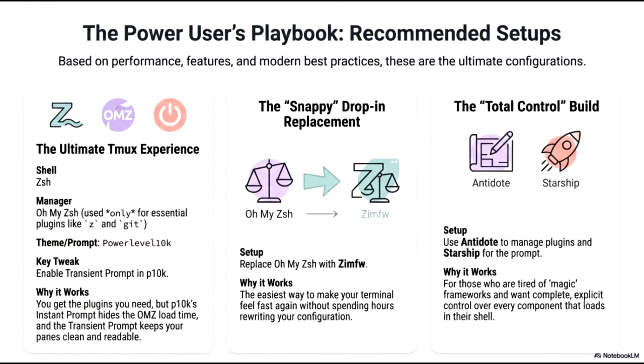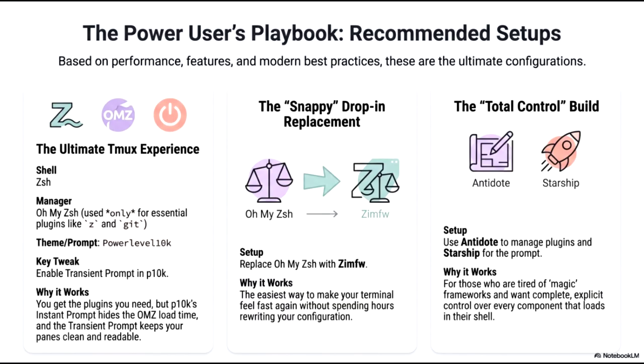Based on performance, features, and modern best practices, we have curated 3 ultimate configurations for power users looking to optimize their terminal environments. The first configuration, the Ultimate Tmux experience, is built around ZSH. It utilizes Oh My ZSH specifically for essential plugins like Z and Git, while employing Powerlevel10k as the theme. By enabling the transient prompt and P10K's instant prompt, you effectively hide framework load times and maintain clean, readable panes, making it an ideal choice for heavy multitasking.